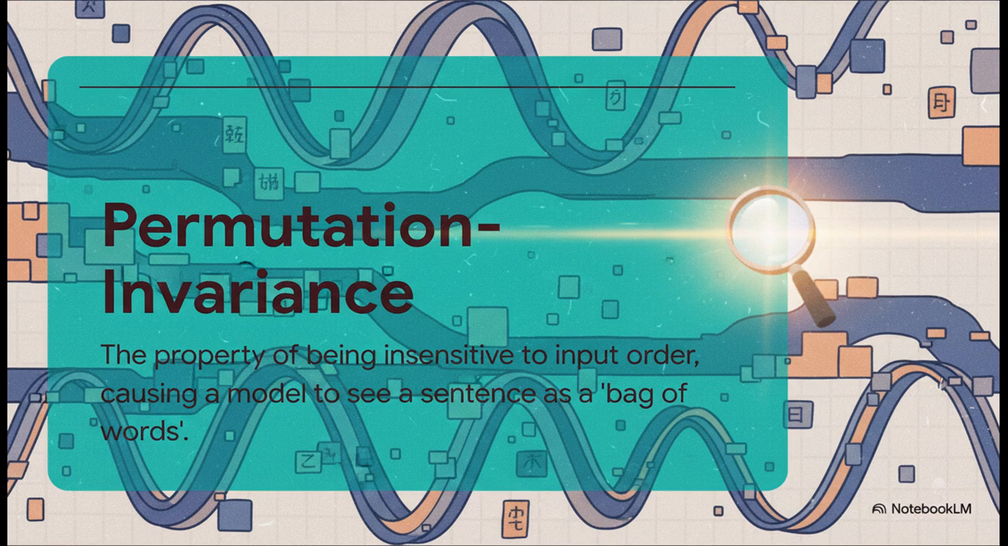The core issue has this kind of fancy name, permutation invariance. But all it really means is that, by default, the model is completely blind to the order of words. Without some kind of fix, "the dog chased the cat" looks like the same jumbled up bag of words as "the cat chased the dog." The model sees the what, it sees dog, cat, chased, but it has absolutely no clue about the where, and that's the puzzle we've got to solve.